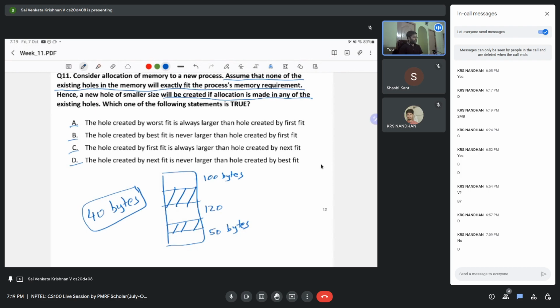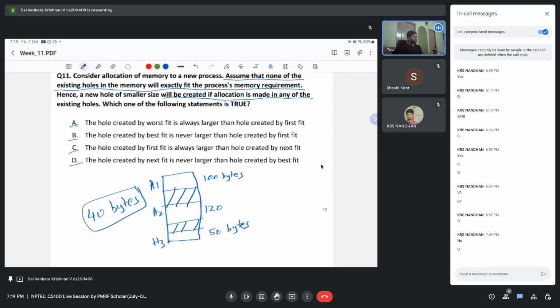If it's made over here, then the remaining 60 bytes would be a hole. If it's made over here, the remaining 80 bytes, and if it's made in this hole, then 10 bytes remaining would be a hole. So in any of the three holes, hole 1, hole 2, or hole 3, we cannot exactly fit. There will be a new hole being formed, which is of a smaller size.